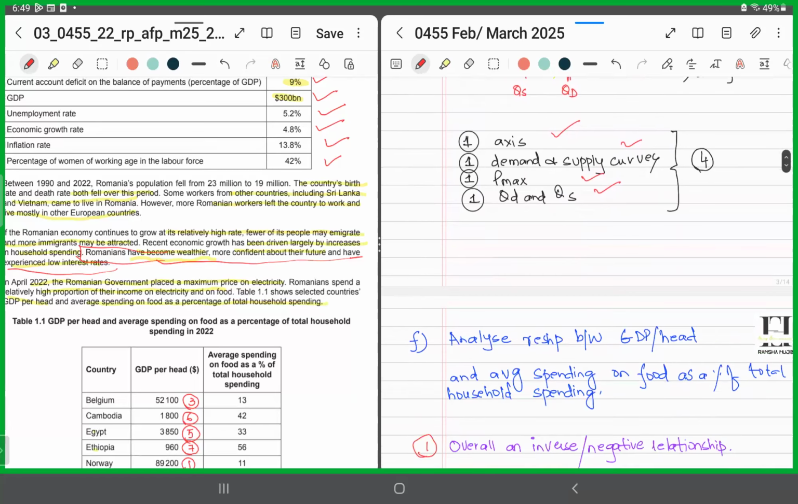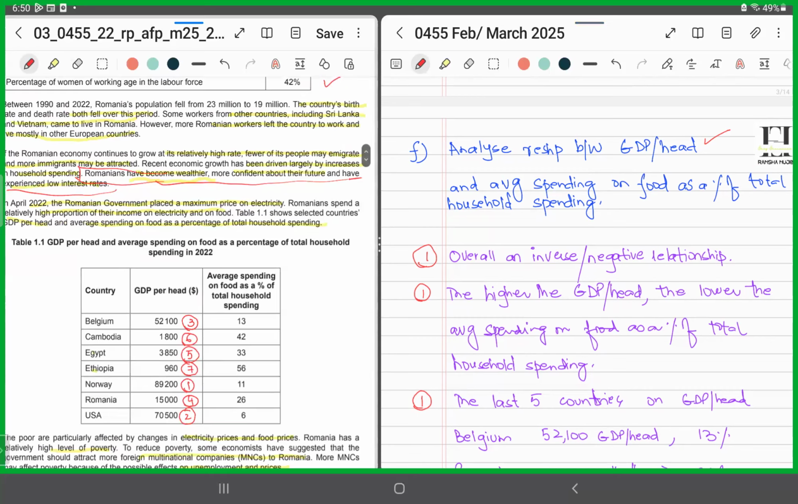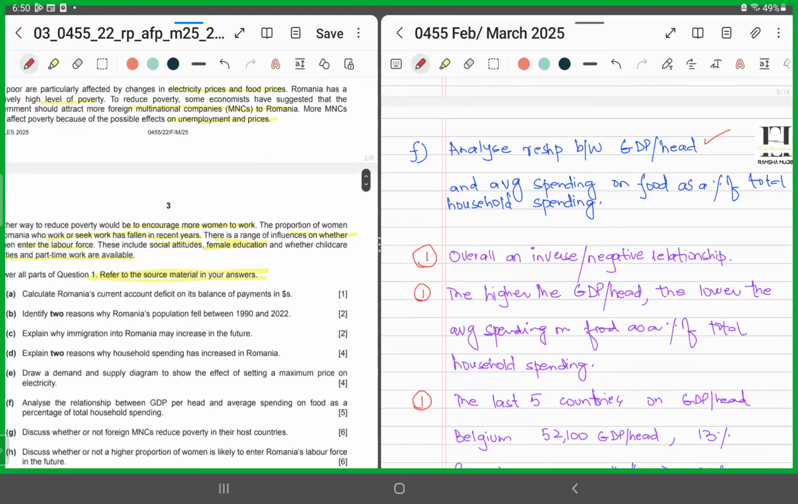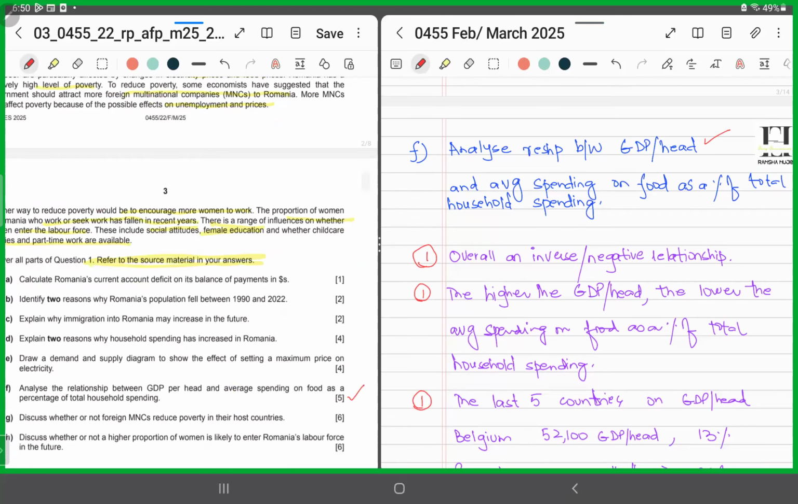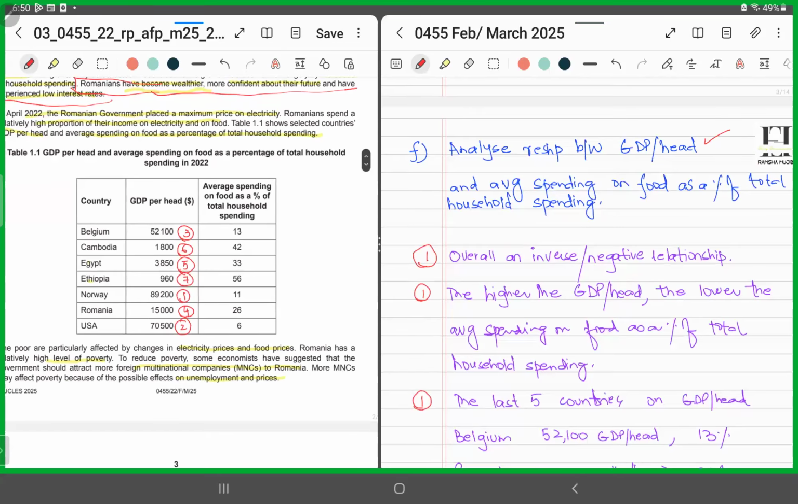Moving on. Part F. Part F is an analyze question, and there is a way to answer analyze questions of section A. Part F asks us to analyze the relationship between the GDP per head and the average spending on food as a percentage of total household spending. Now, if you look at the question, this is of how many marks? This is of 5 marks. Now, first and foremost, we're going to be answering this question with the help of this table, table 1.1.